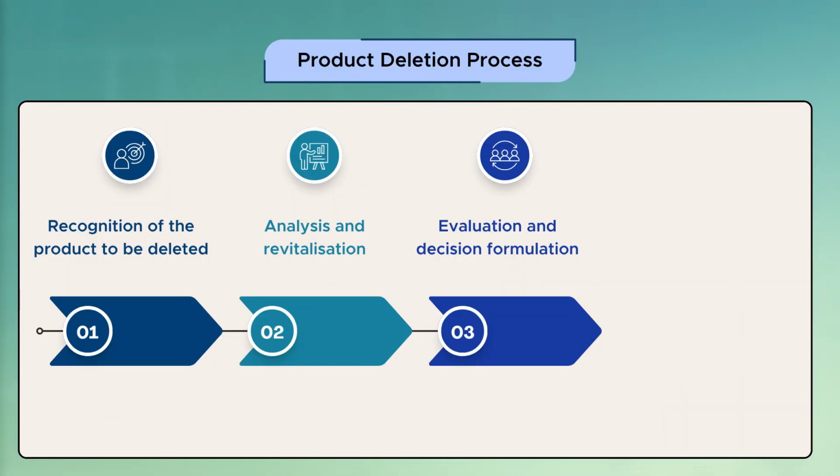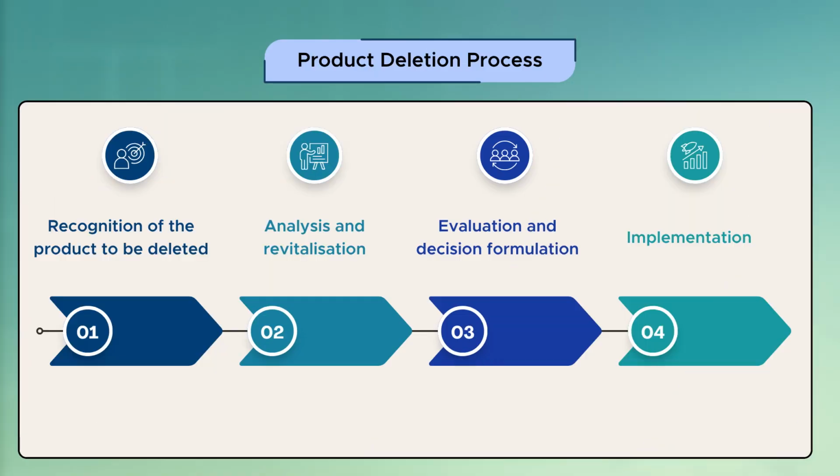The third stage here is the evaluation and decision formulation stage. Here consider the effect of the deletion on overheads and the firm's policies, right? What is your policy on product deletion? Do you execute, exit or rework? Or is it feasible to do capacity utilization, right? These are some of the elements in terms of how you evaluate the decision in the formulation stage.